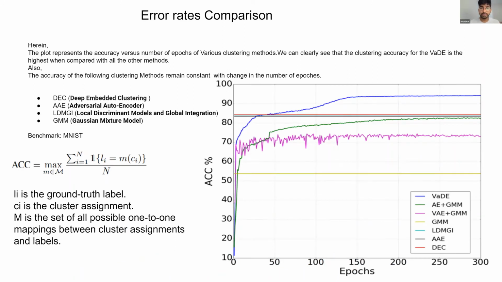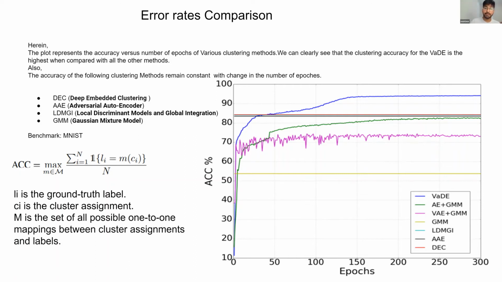So you can see the error rate comparison graphs in this slide. The plot here represents the accuracy versus number of epochs of various clustering methods that we have discussed in the previous slide. From this graph, we can clearly see that the clustering accuracy of VaDE, in the blue colored shape, is maximum. It outperforms all the previous clustering methods that were discussed.